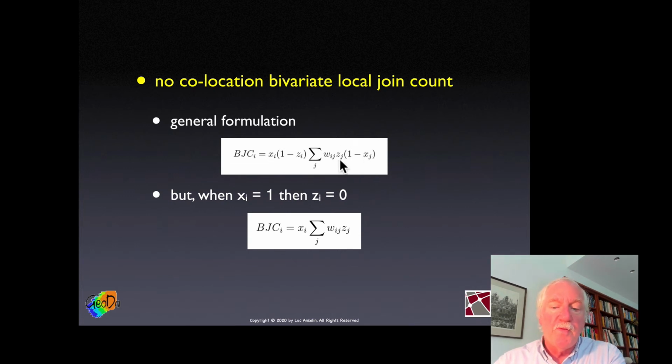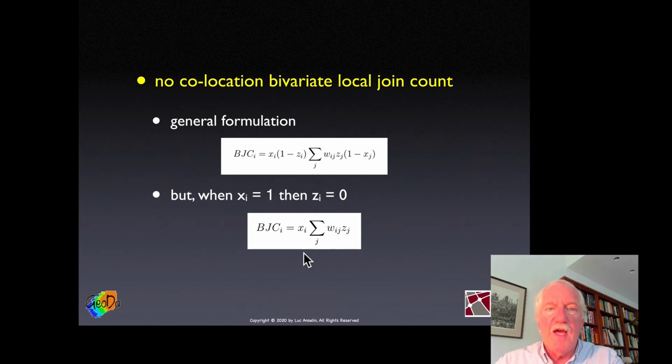So we present this as a product to keep the generality and to show how it is bivariate. But for all practical purposes, in the first part, z_i will be 0, so we just have x_i. In the second part, x_j will be 0, so we just have the z_j's. So what does this bivariate local joint count statistic do?